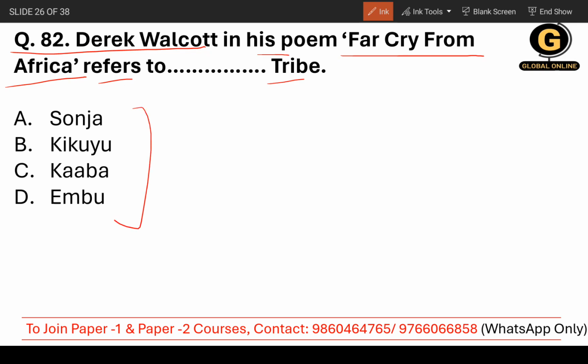The options are Sonja, Kikuyu, this sounds so cute, Kaba or Embu. Which is the tribe? Kikuyu, okay, is the correct option here.